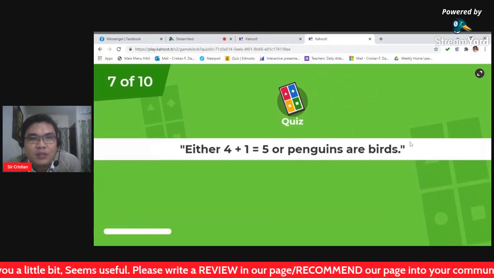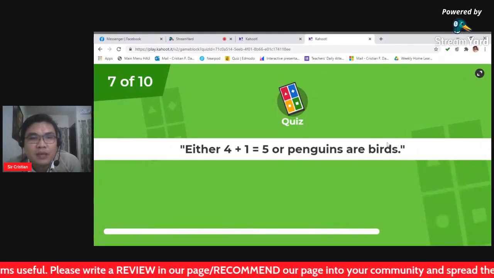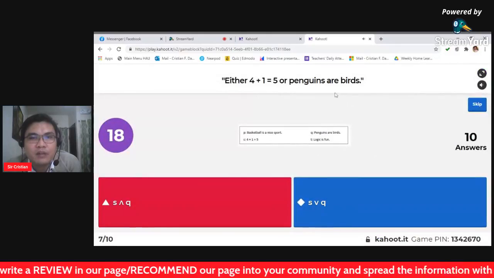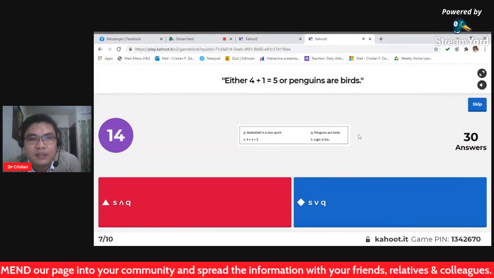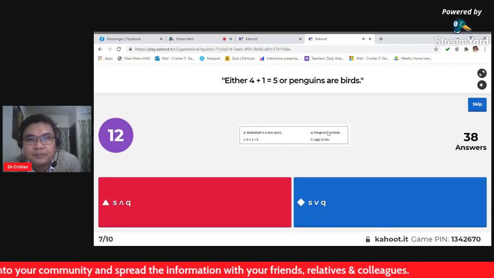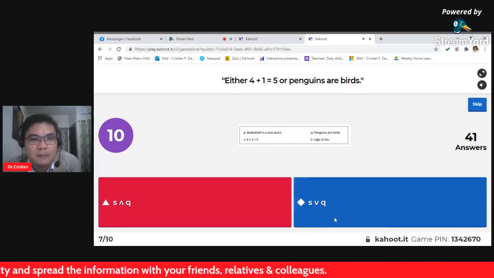The seventh question: either 4 plus 1 equals 5 or penguins are birds. Again, please use the given propositions in the box.